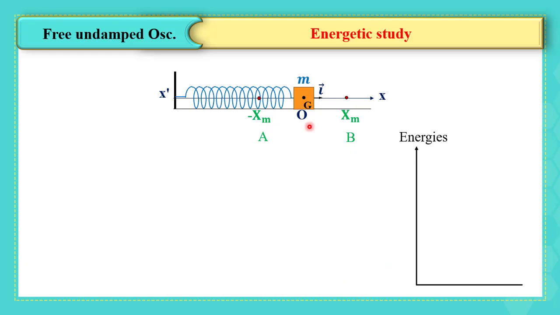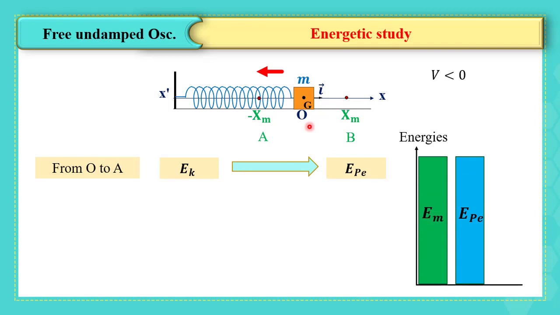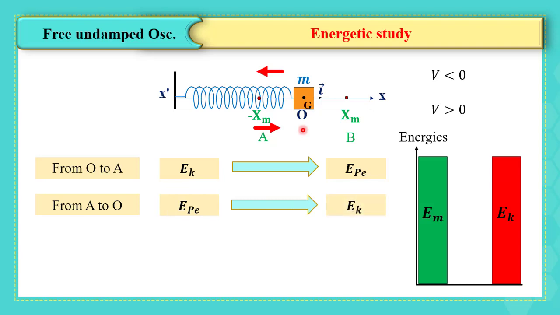Let's interpret this exchange. From the equilibrium position O to position A, the motion starts with kinetic energy. As the object moves to the left, the kinetic energy decreases and it is converted to the elastic potential energy by the spring. The velocity becomes 0 when the kinetic energy is completely converted.